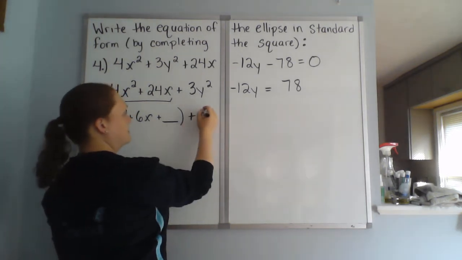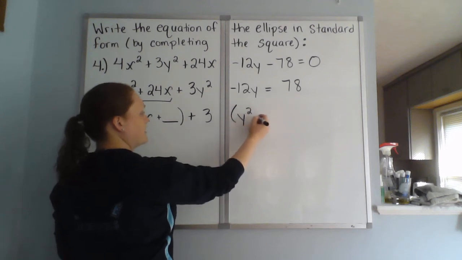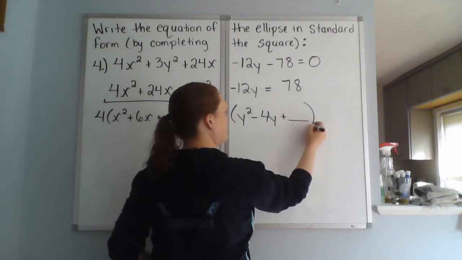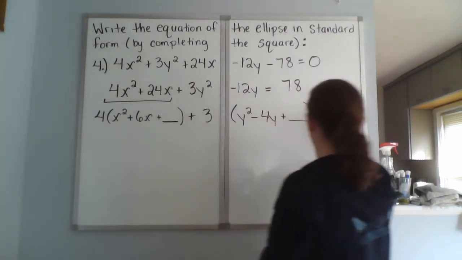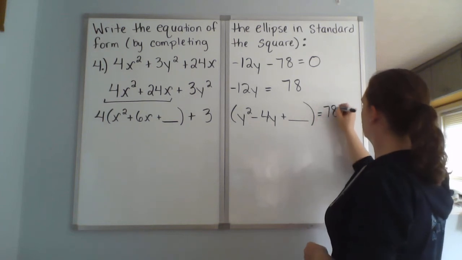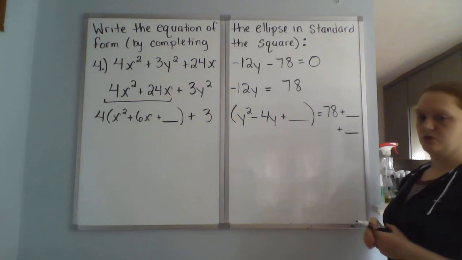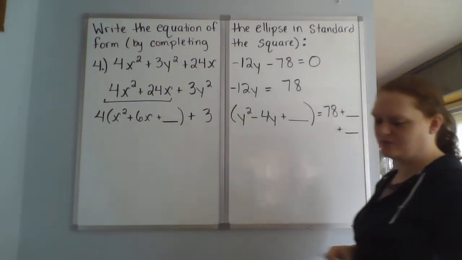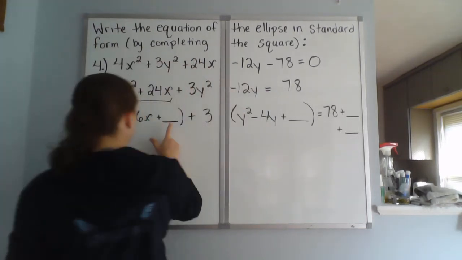And on this one, I'm going to factor out the 3, and that's going to leave me with y squared minus 4y plus some unknown number, okay? So that becomes a perfect square trinomial. And now to balance that off, I'm going to have 78 plus 2 unknown numbers, okay? There's going to be 2 unknown numbers to add, and I'm out of space, so I'm going to stack them instead of put them next to each other. All right, so let's go ahead and try to figure out, well, what would have to go right here?